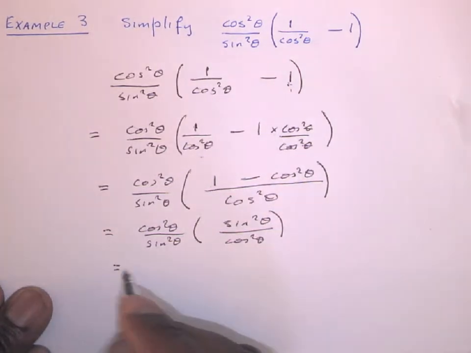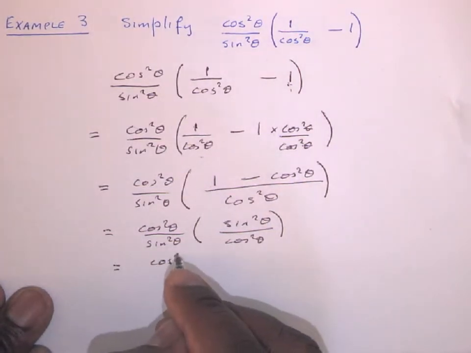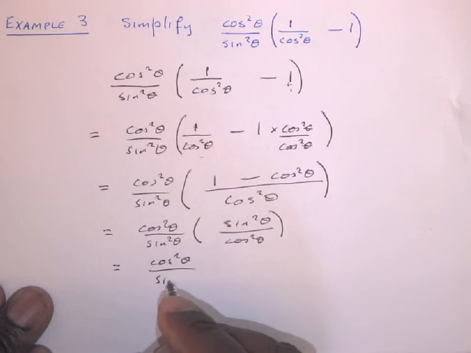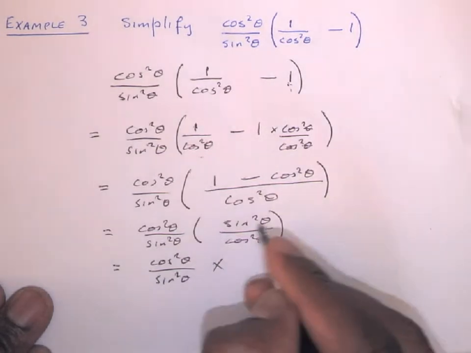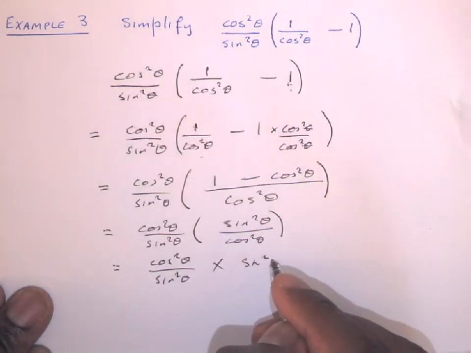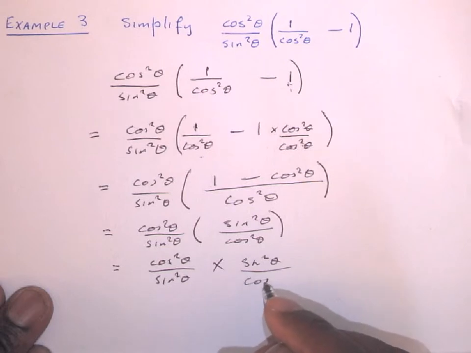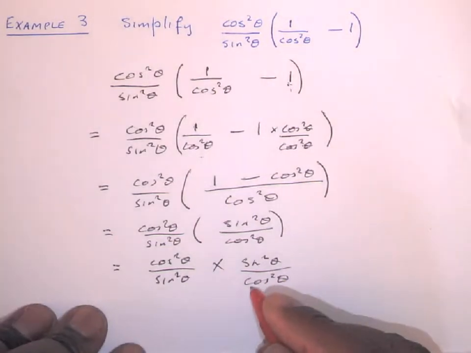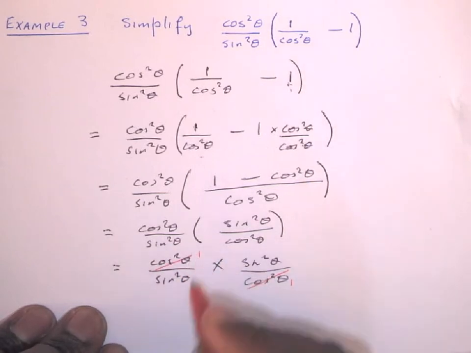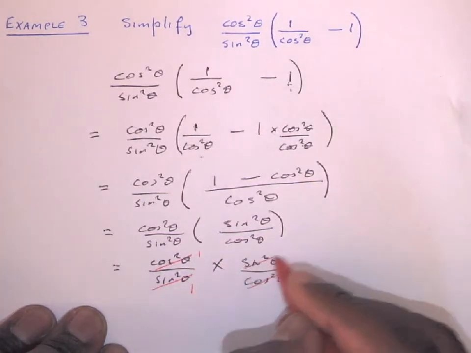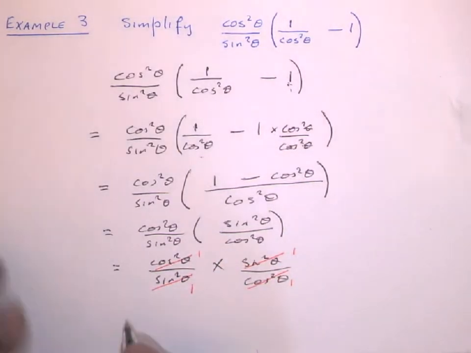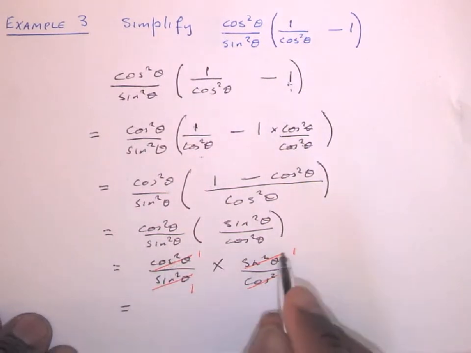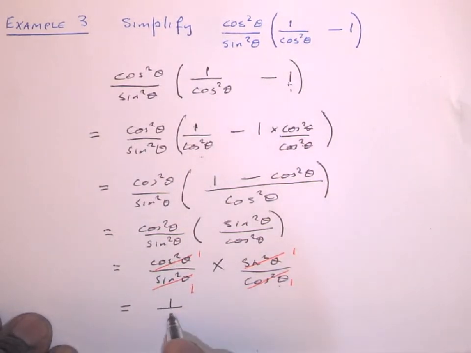Now we can rewrite this. I can remove the brackets there, and sine squared theta is multiplying that, which is sine squared theta over cos squared theta. Check what happens. The cos squared theta once, cos squared theta once, sine squared theta once, sine squared theta once. What am I left with? I'm left with 1 times 1 over 1 times 1, which is 1. And my final answer is 1.